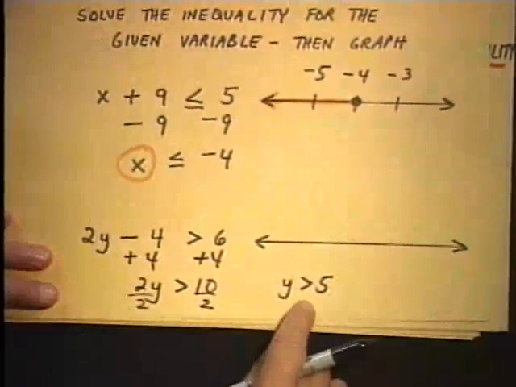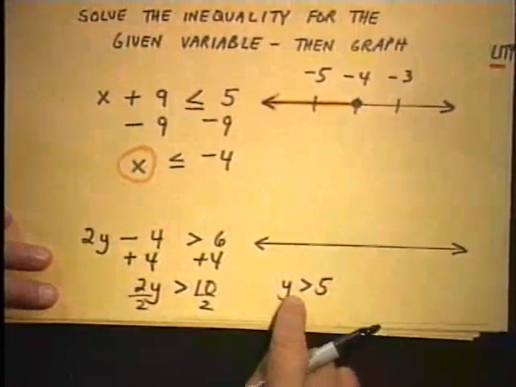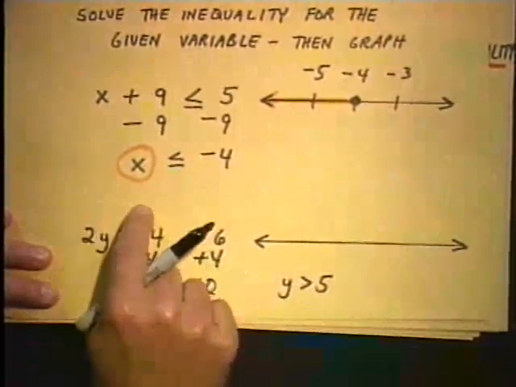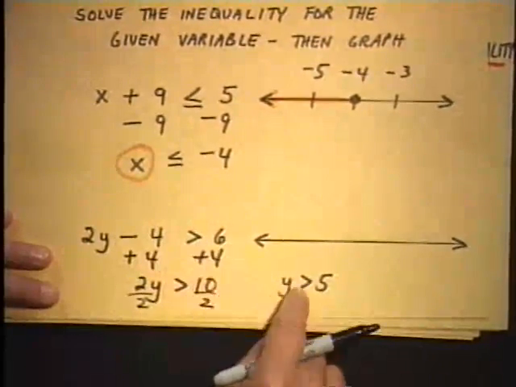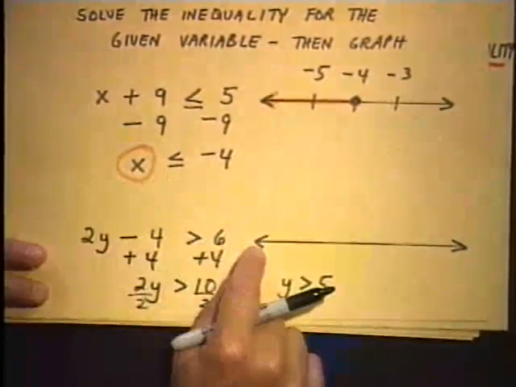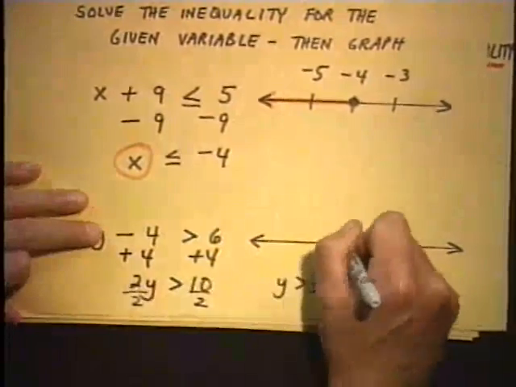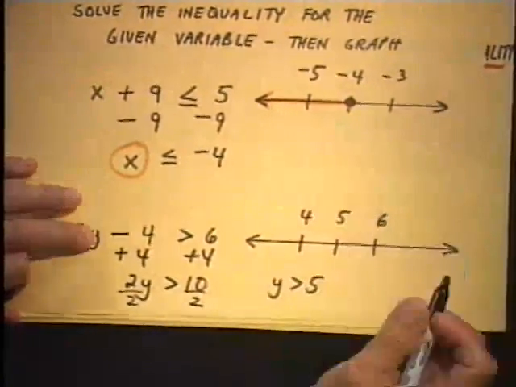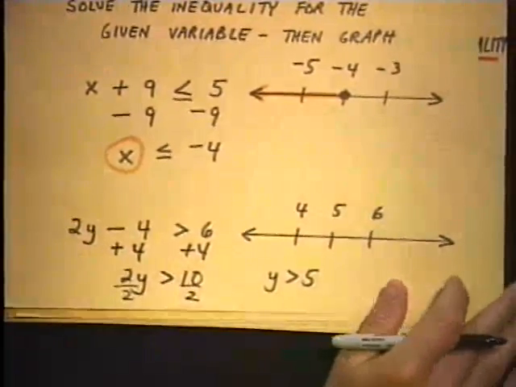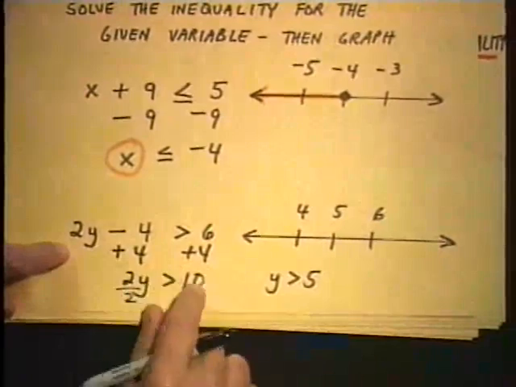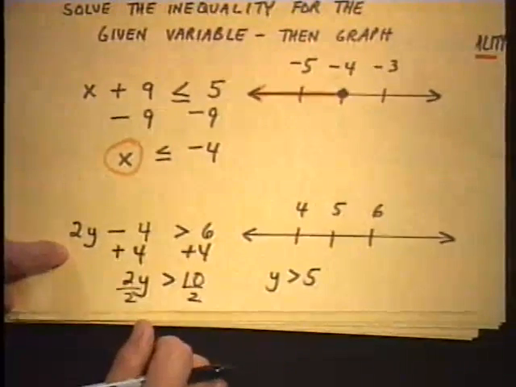And you can also check these just like equations. If you take numbers greater than 5 and plug them back in here, it'll make perfect sense. You might end up with 10 is greater than 6 if you take a number greater than 5, or 15 is greater than 6, or 1,000 is greater than 6. So unlike equations, when we solve inequalities, we can have infinitely many solutions to this problem, whereas when we solved equations, we usually just had one answer that was the only answer that worked.